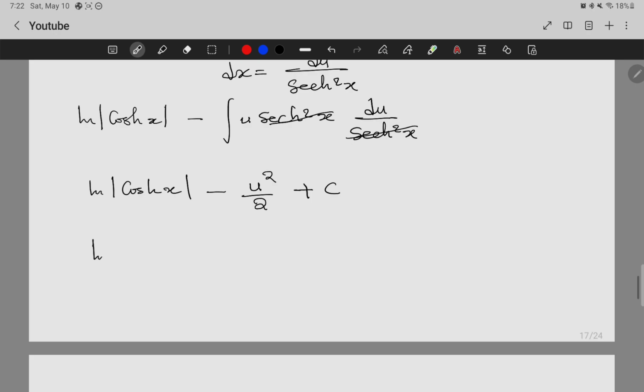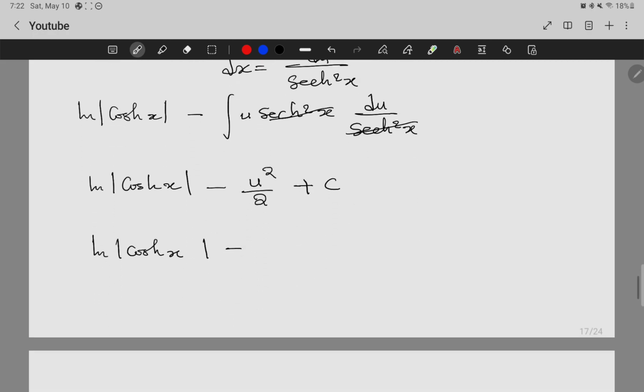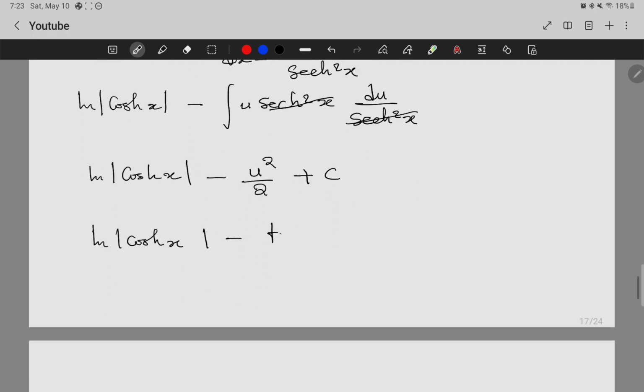And when we bring back what u is in this case, since u here was said to be the hyperbolic tan, this is going to be tanh x. But since u is squared, we'll square this over 2 plus c.